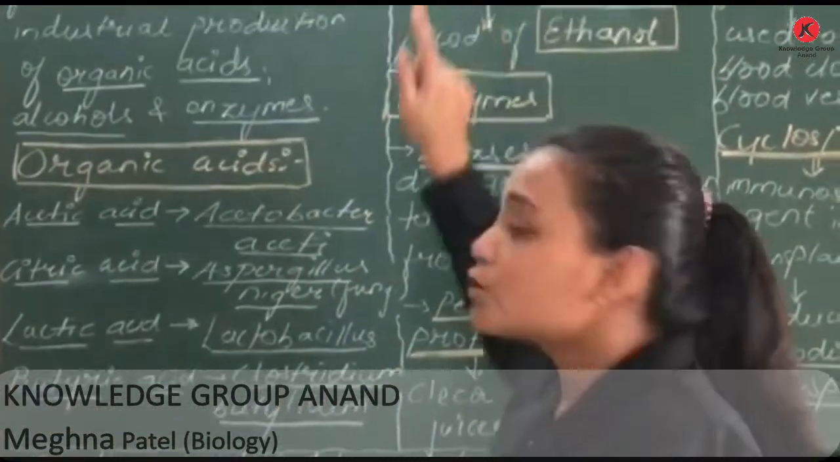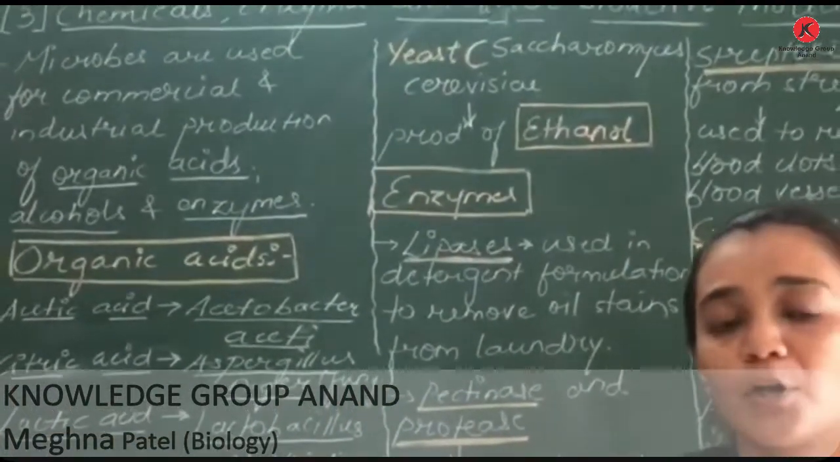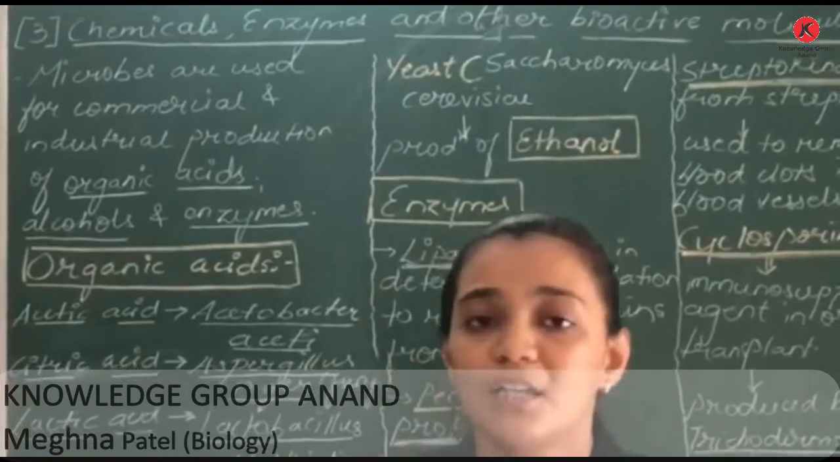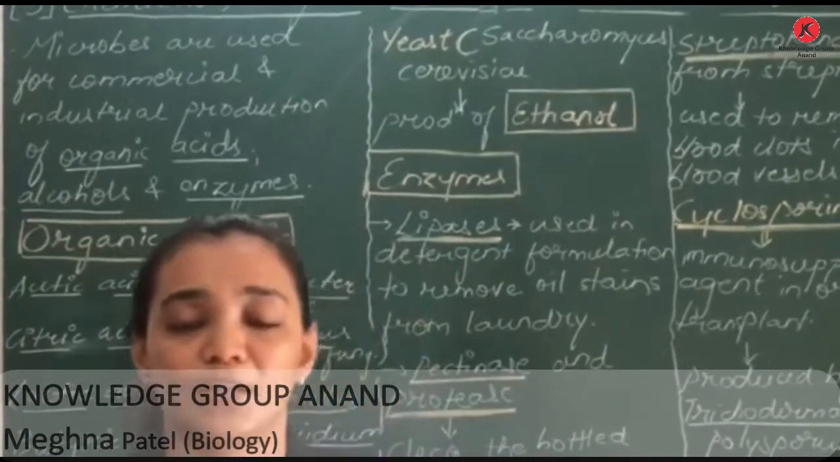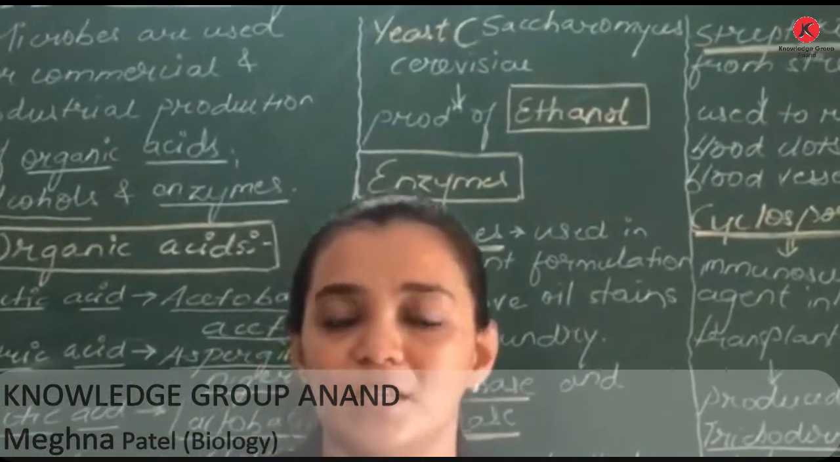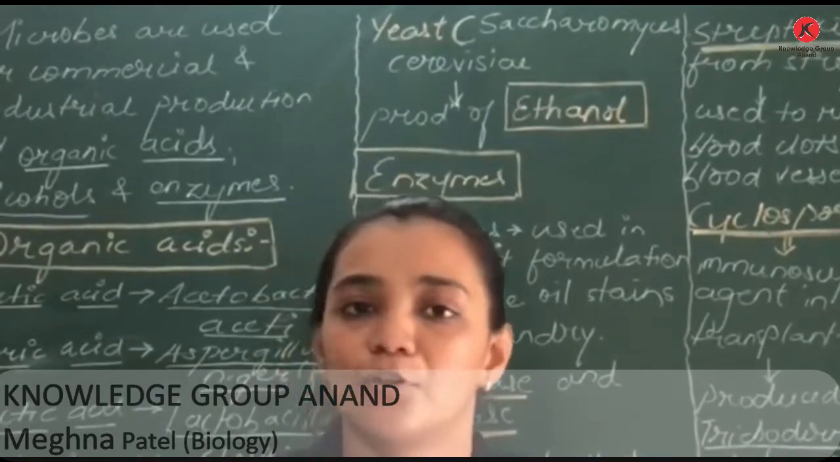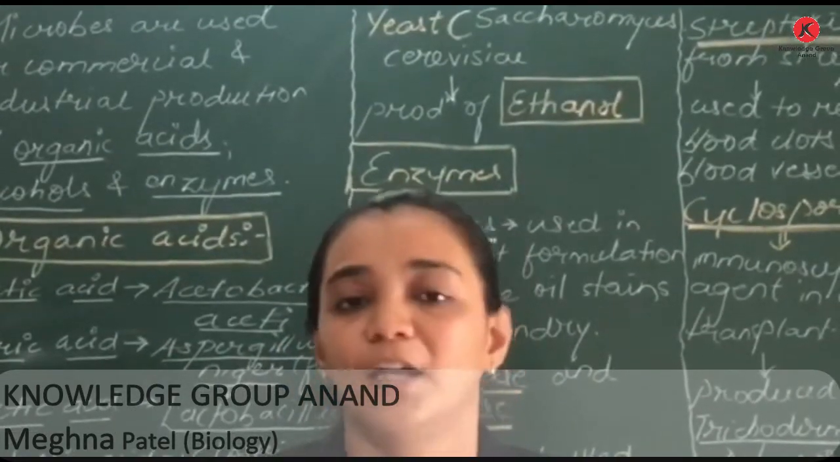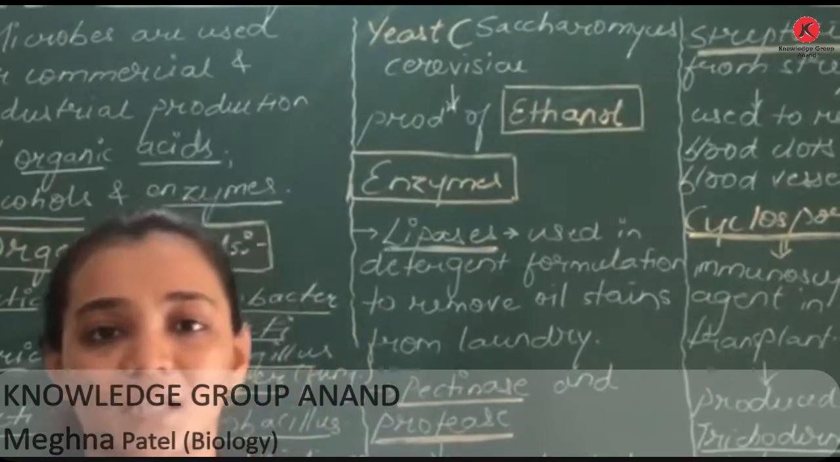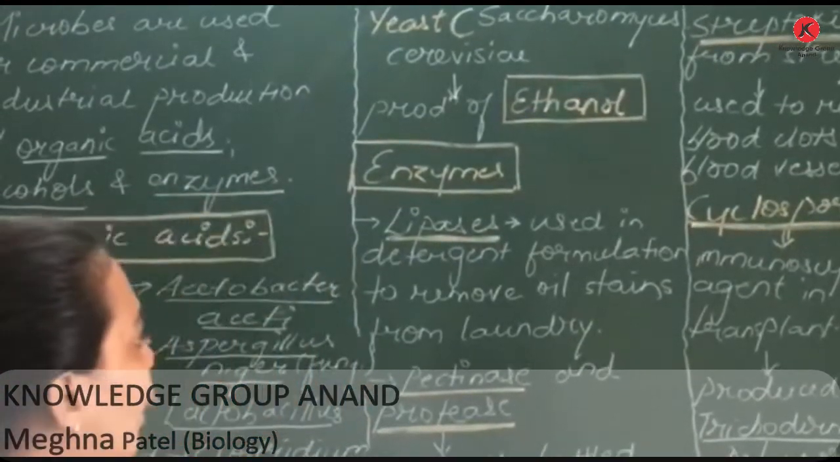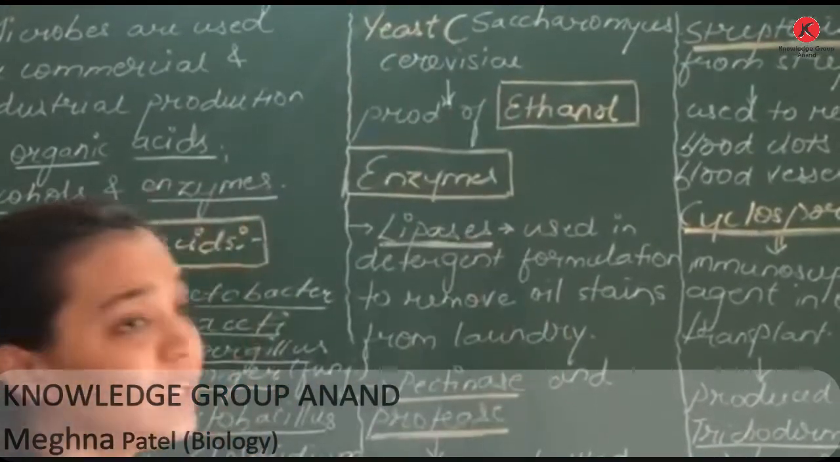Now, let us talk about ethanol. The production of ethanol is done by the yeast Saccharomyces cerevisiae, which is also known as baker's yeast and brewer's yeast. So ethanol is produced using yeast.